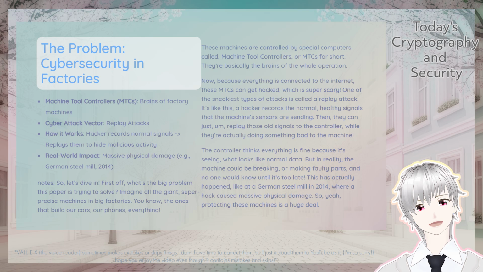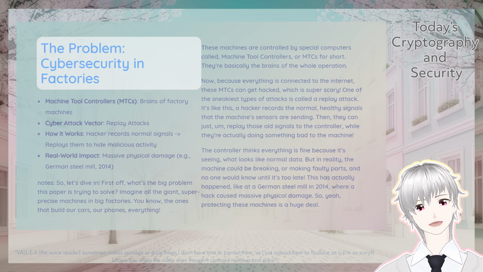Imagine all the giant, super precise machines in big factories. The ones that build our cars, our phones, everything. These machines are controlled by special computers called machine tool controllers, or MTCs for short. They're basically the brains of the whole operation. Now, because everything is connected to the internet, these MTCs can get hacked, which is super scary.